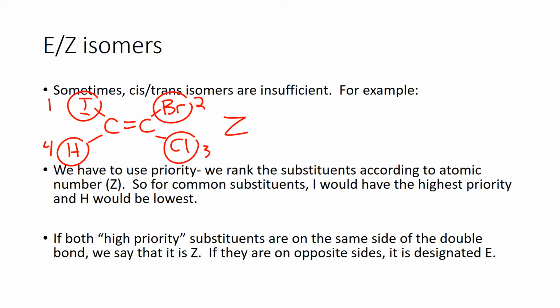Okay? This is a mess to name, but I suppose we could. This is Z, alphabetizing, 1-bromo-1-chloro-2-iodoethene. What a mess. And I made this carbon 1 because I wanted to give the overall lowest numbered substituents. Okay, so let's look at an example.